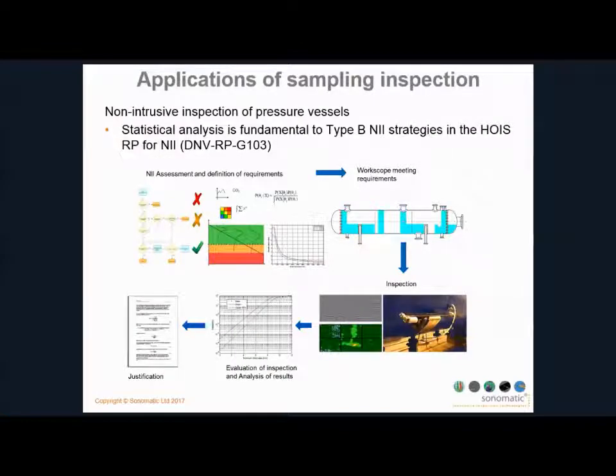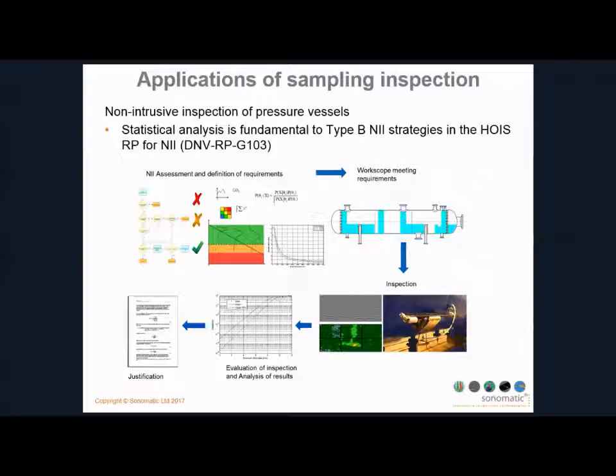So the next few slides look at some applications of sampling inspection. I'll try and go through these fairly quickly, seeing as we had a slow start or late start. Non-intrusive inspection of pressure vessels is a major application for statistical analysis, and it is fundamental to type B NII strategies within the HOIS Recommended Practice for NII, which is published as DNV RP G103, and that's a widely used document for planning and evaluation of non-intrusive inspection of pressure vessels.